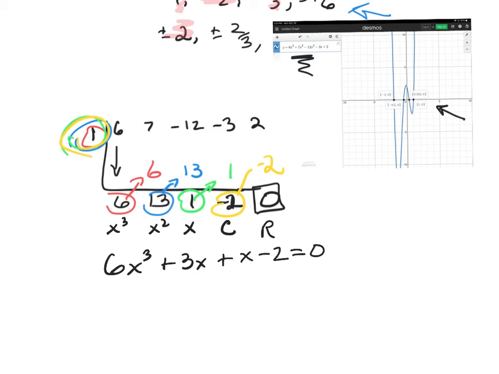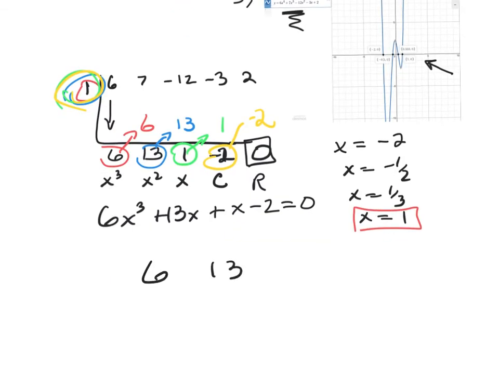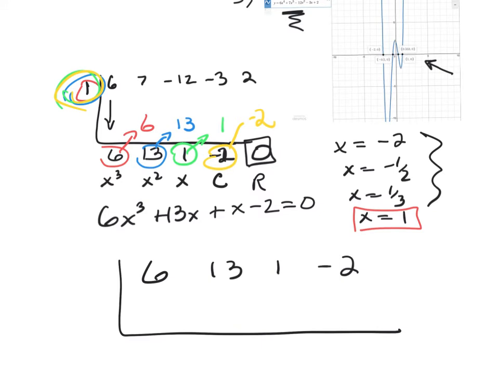Now, if at this step right here, if this were something that you could factor, if I could factor this by grouping, I would do that. But I can't factor this by grouping, so I'm going to do one more synthetic division. I've already used the 1, now I'm going to pick another one. So remember, these are the zeros. I have the negative 2, I have the negative 1/2, the positive 1/3, and the positive 1. I've already done this one. So now I need to do another synthetic division using this bottom row here, the 6, the 13, the 1, and the negative 2, using one of these three numbers. For me, the easier one is going to be the negative 2. If you don't mind working with fractions, you can use that.